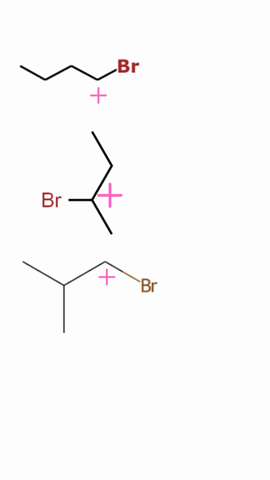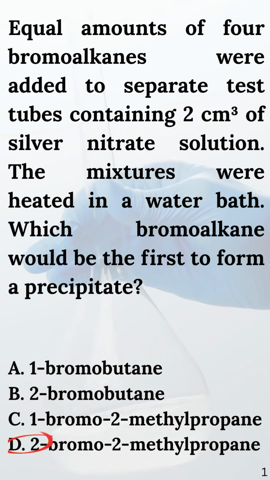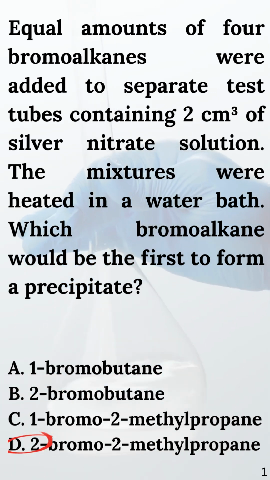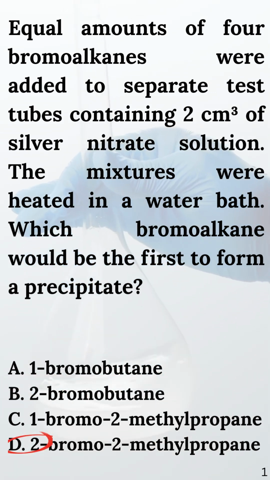1-bromo-2-methylpropane, still primary, not fast. 2-bromo-2-methylpropane, tertiary, gives the most stable carbocation and undergoes SN1 fastest under these conditions. Therefore, the first precipitate forms from 2-bromo-2-methylpropane.